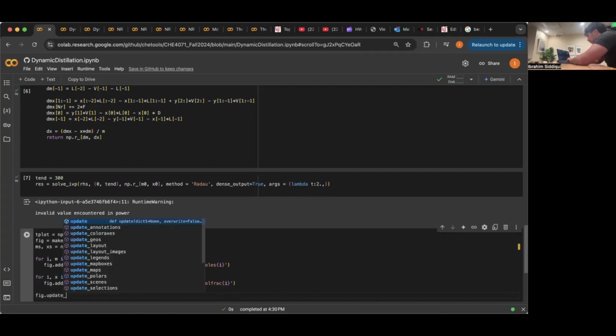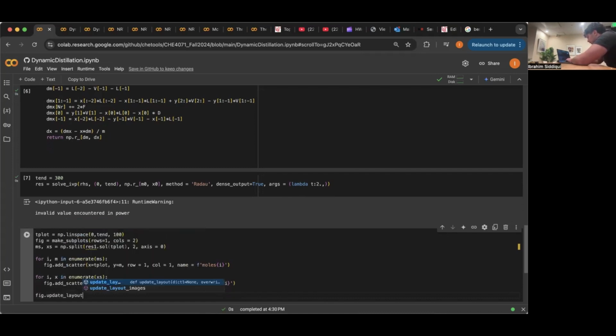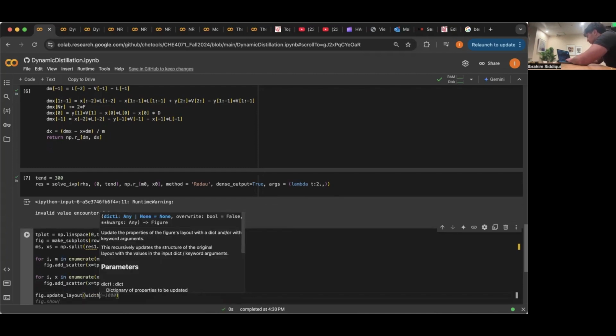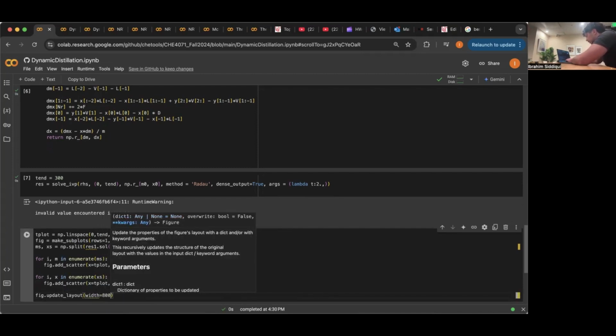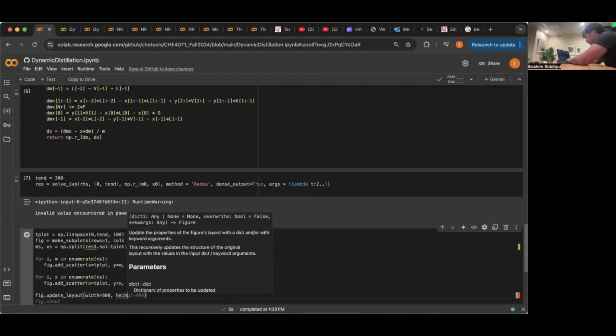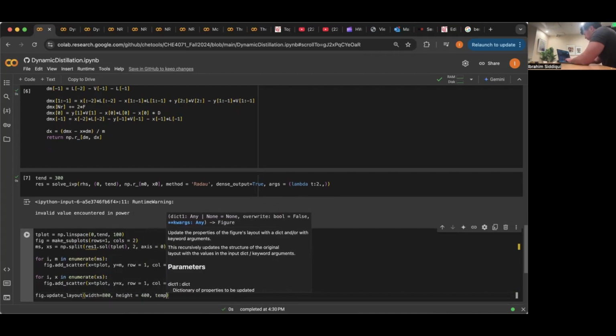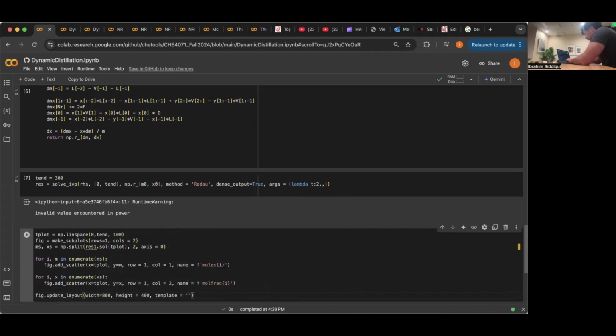So fig.update_layout. Our width is going to be equal to 800, our height is going to be equal to 400. And then we can go ahead and set our template equal to plotly_dark.